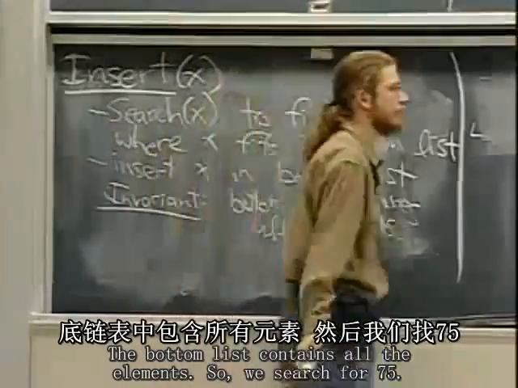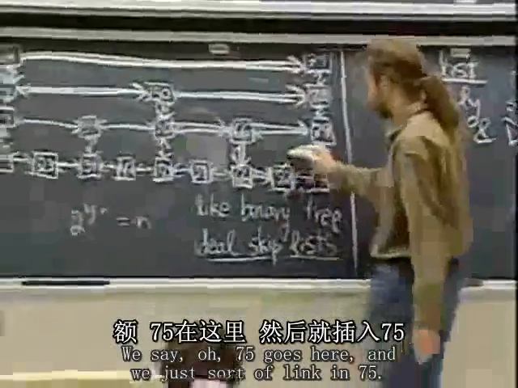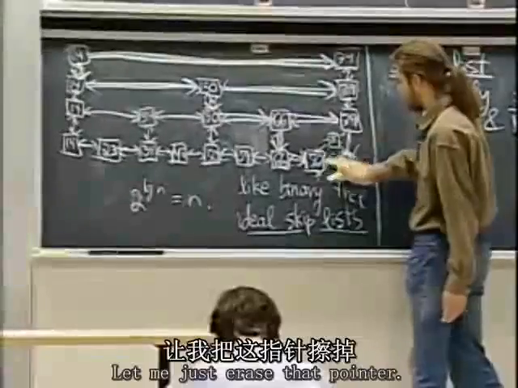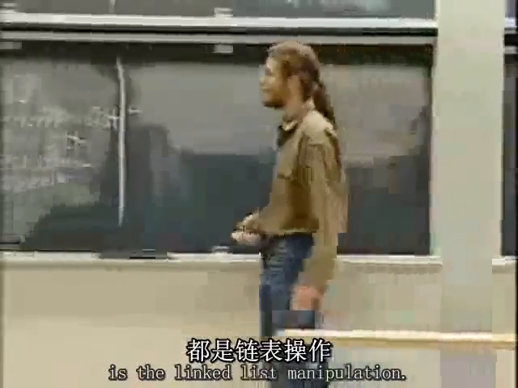The bottom list contains all the elements. So we search for 75. We say, oh, 75 goes here, and we just link in 75. You know how to do a linked list, I hope. Just erase that pointer. And that's all the work in implementing skip lists: the linked list manipulation.